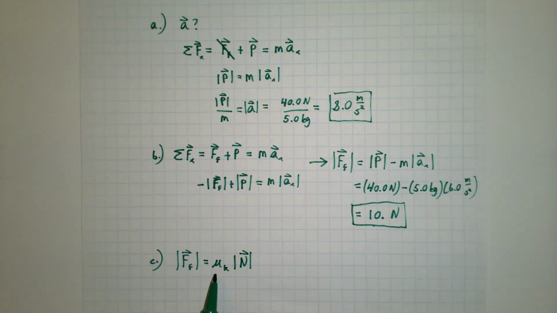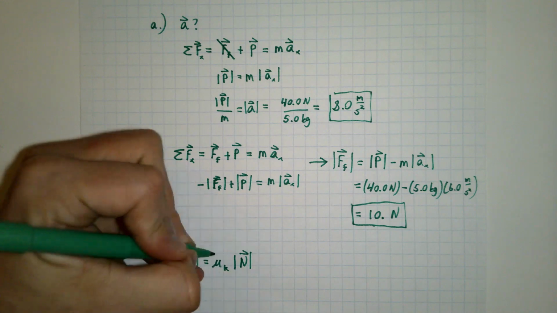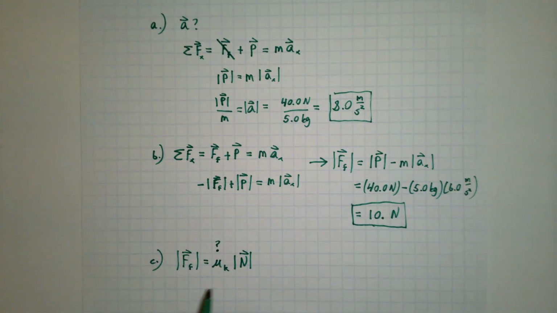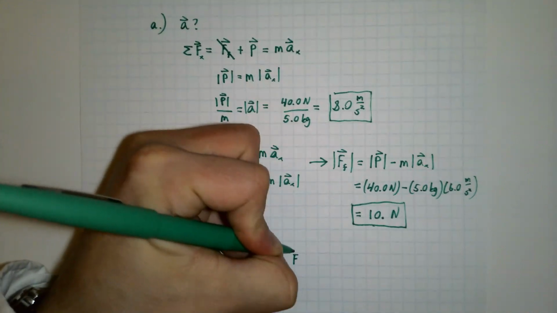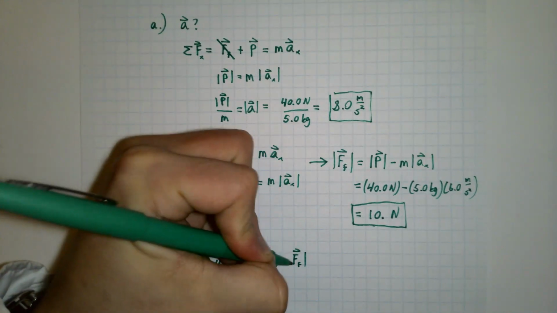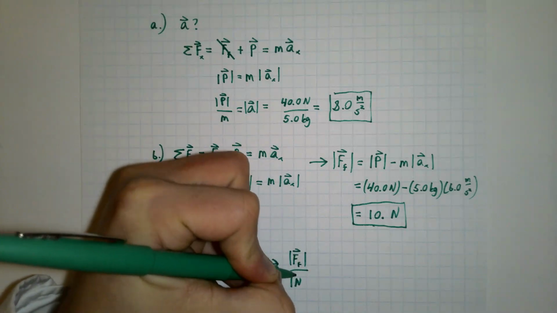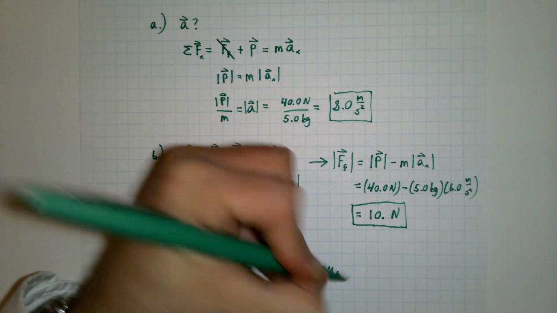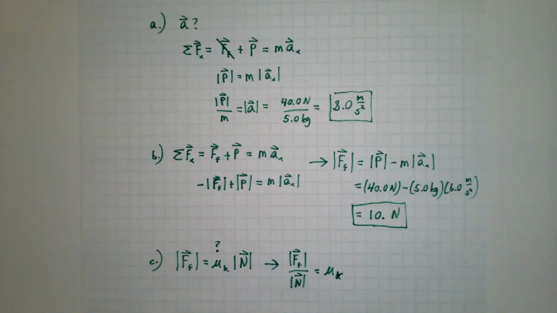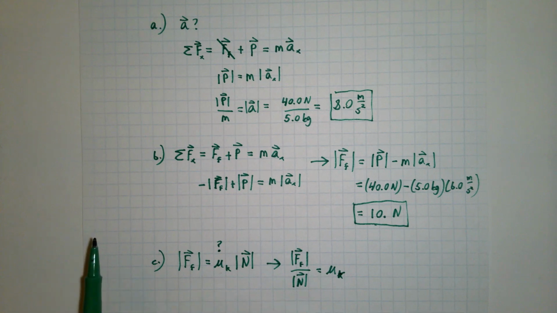This is the one we're asked to find. We already know the frictional force. We just found that in part B. That's what this 10 newtons is. That's our frictional force. We're trying to find our coefficient of kinetic friction, so we need to find the normal force. If we rearrange this equation, we can solve for the coefficient of kinetic friction by dividing by the normal force. So we know the frictional force, but we don't know the normal force.